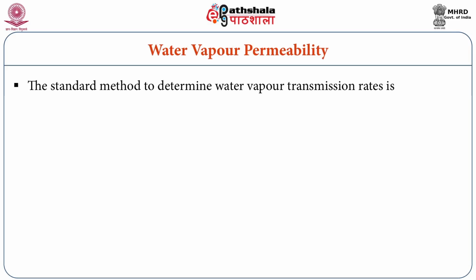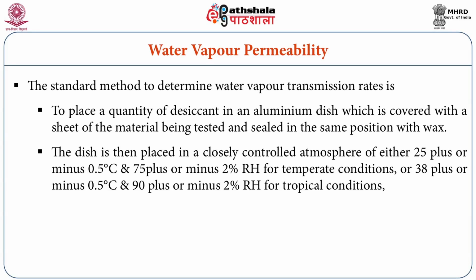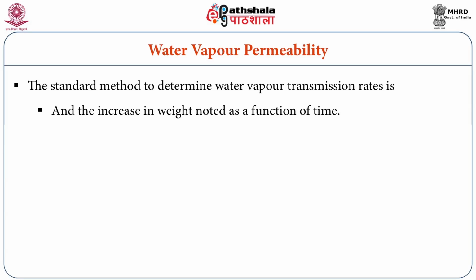The standard method to determine water vapor transmission rates is to place a quantity of desiccant in an aluminum dish which is covered with a sheet of the material being tested and sealed in position with wax. The dish is then placed in a closely controlled atmosphere of either 25 ± 0.5 degrees centigrade and 75 ± 2% RH for temperate conditions, or 38 ± 0.5 degrees centigrade and 90 ± 2% RH for tropical conditions, and the increase in weight is noted as a function of time.